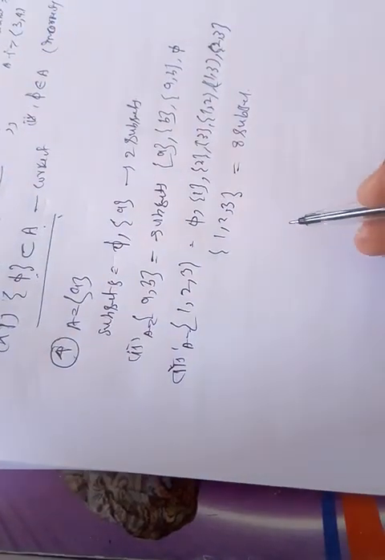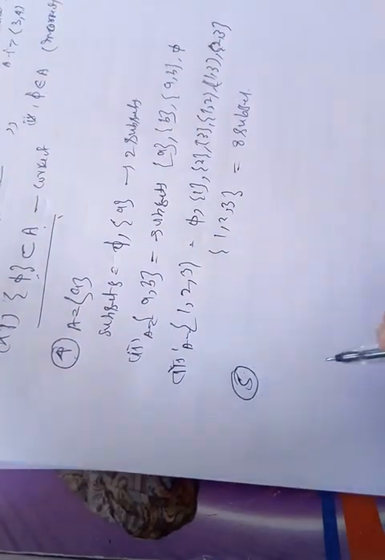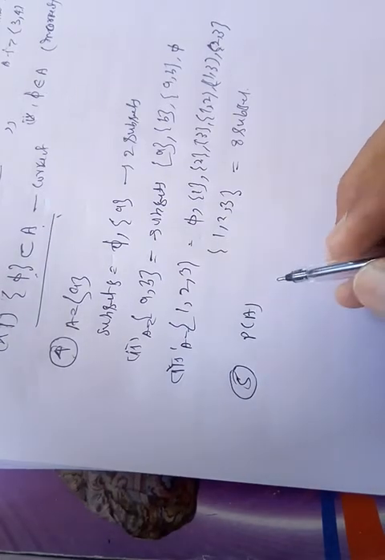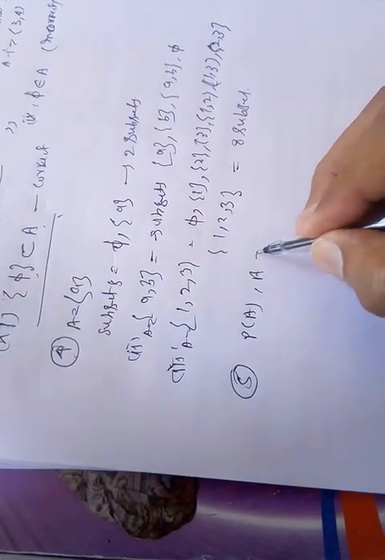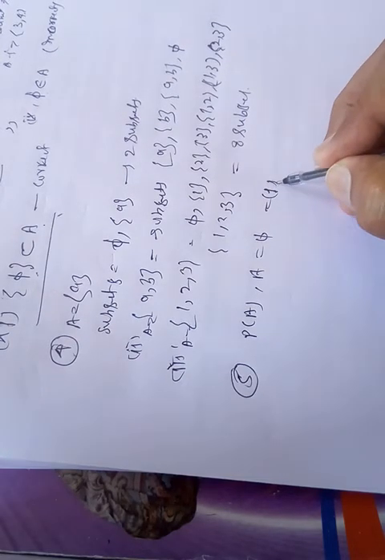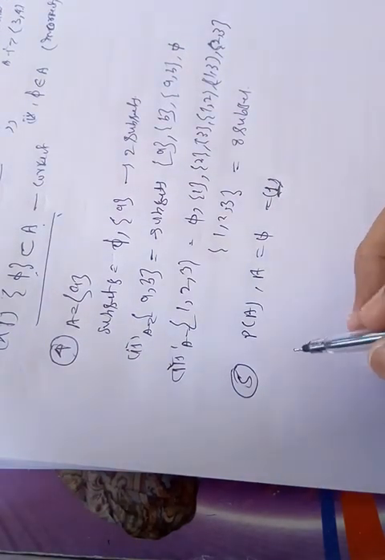Clear? Well solved. And question number 5, how many elements are in the power set P(A) if A equals {5}, only 1? Clear? 1 element, so 2 to the power 1 is 2. Then question 6.